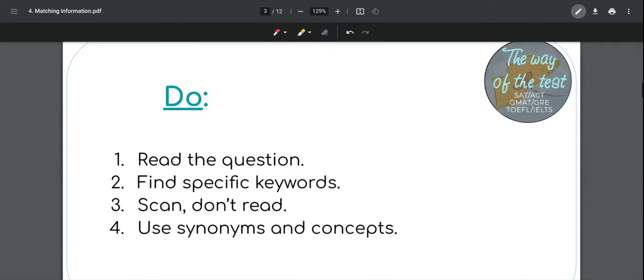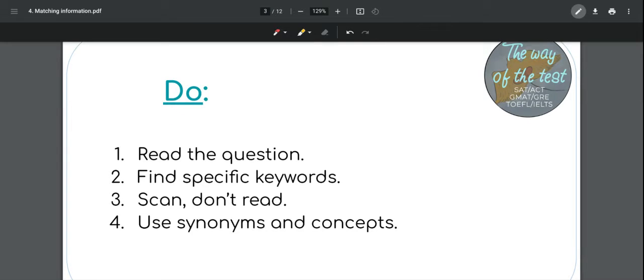But before that, as we always do, we read the question to determine what type of question it is, and we read the instructions. We find the specific keywords. In this case, we find the keywords in the statements, and then we find the keywords in the text. That's why we scan and don't read. We just scan to find the keywords.